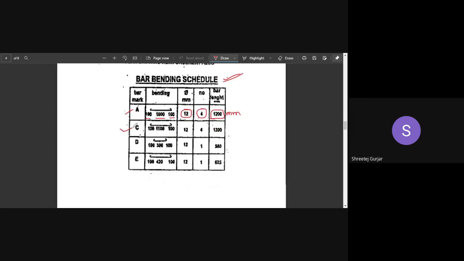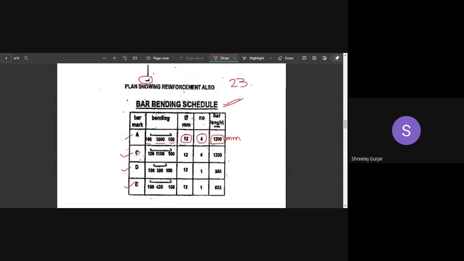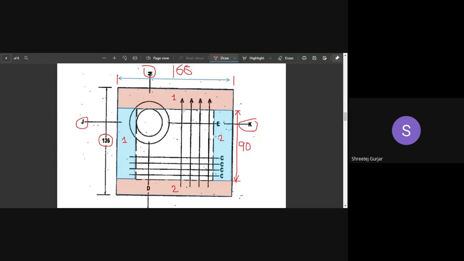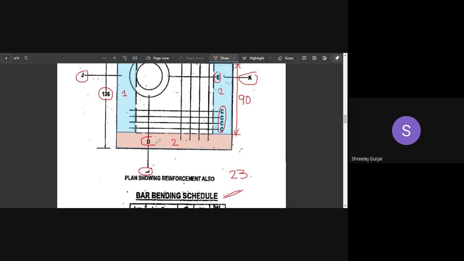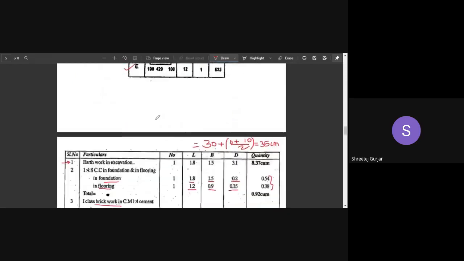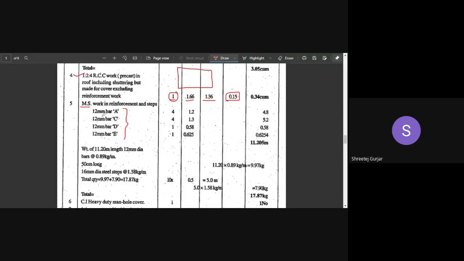Similarly, they have provided for all the other bars: bar C, bar D, and bar E. You can observe in the plan there are many bars: bar number A, bar number E, bar number C, and also bar number D. So you have to write down all of those from your schedule, along with their diameter, the number of your bars, and the length of your bar, which are all provided in your schedule. Multiply the number by the length and you will get the quantity.